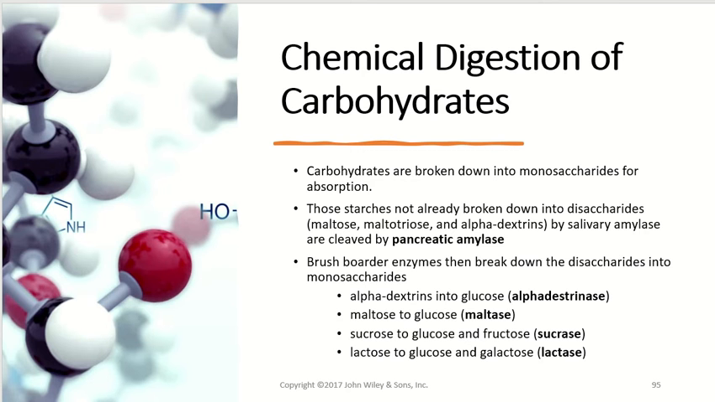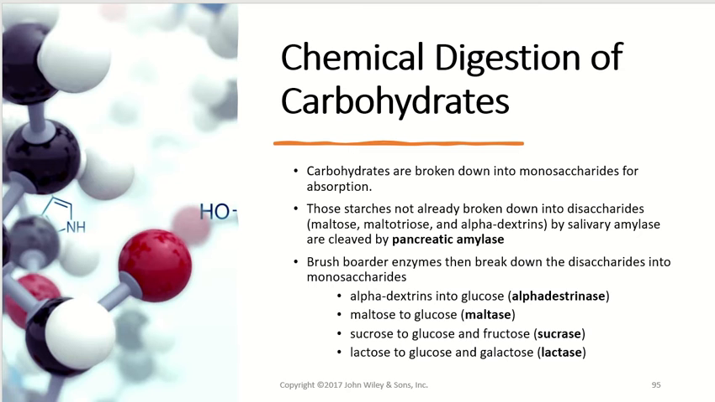That brings us then to the chemical digestion of carbohydrates, how they're broken down in the small intestine. Carbohydrates are going to be broken down into monosaccharides for absorption. Starches not already broken down into their disaccharides, like maltose, maltotriose, and alpha dextrins, by the salivary amylase, are going to be cleaved by the pancreatic amylase that we mentioned last class.